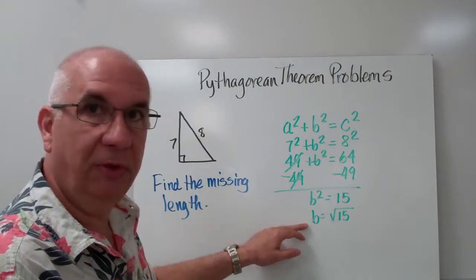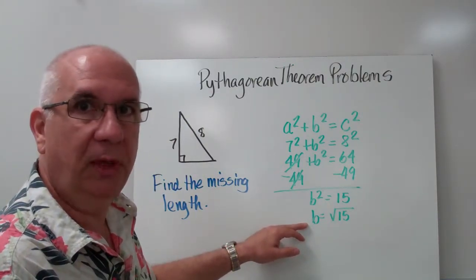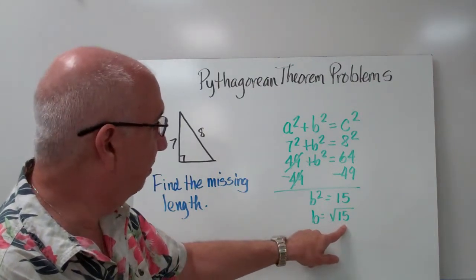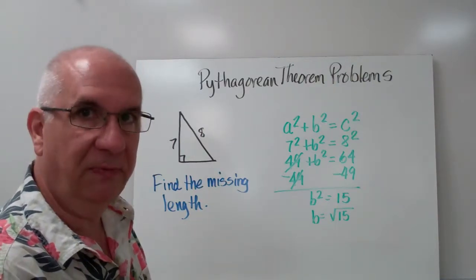Then I have to take the square root of both sides. And my final answer is b is equal to the square root of 15. If you can simplify this radical, please do so. This one is already simplified.